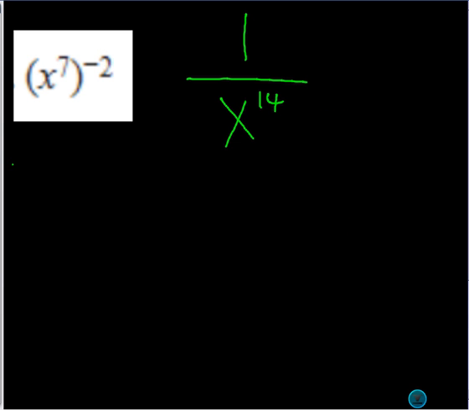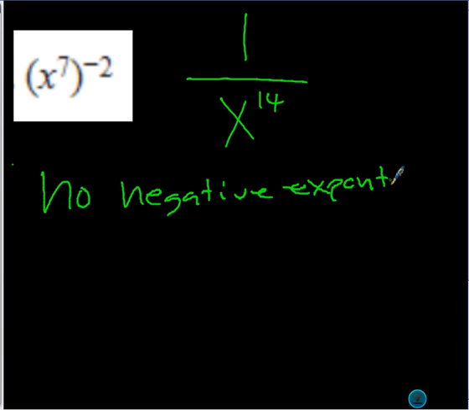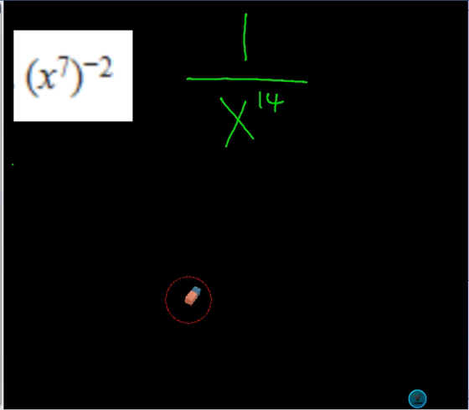Second question ended up being 1 over x to the 14th power. Remember, simplified means no negative exponents. Okay, no negative exponents. So make sure if you have a negative exponent that you don't stop. You take the reciprocal. You move it up if it's in the denominator. You move it down if it's in the numerator.